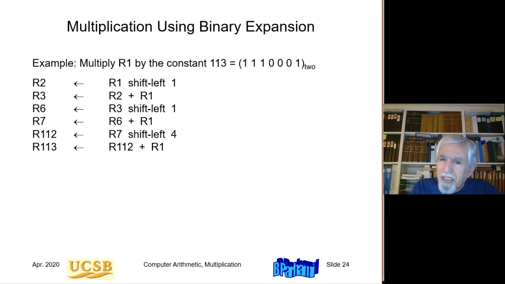Now as I said, these registers need not be distinct. In fact, other than R1, we need just one other register, which at this point contains twice R1. And then that register that contains twice R1 is added to R1, and the result stored in the same register, because I no longer need twice R1. Then that register is doubled. So this is still the same register. So I'm really using two registers, R1, which holds the operand, and another register to hold the intermediate result.